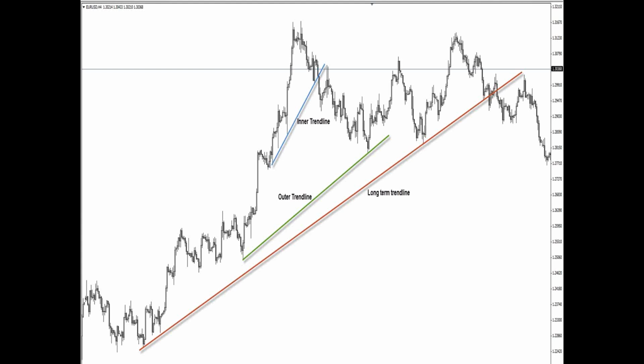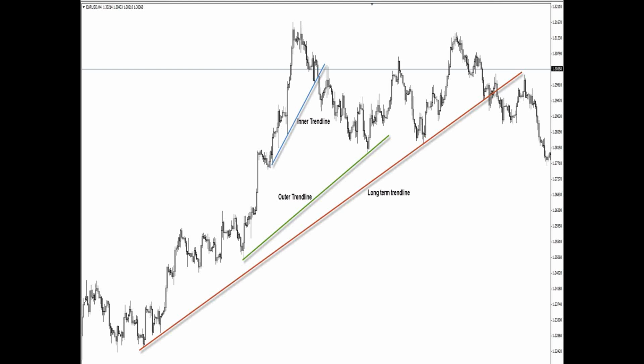That is the outer trend line, and it can determine a bigger retracement in an uptrend. The break of the inner trend line here basically led to a bigger retracement to the outer trend line.